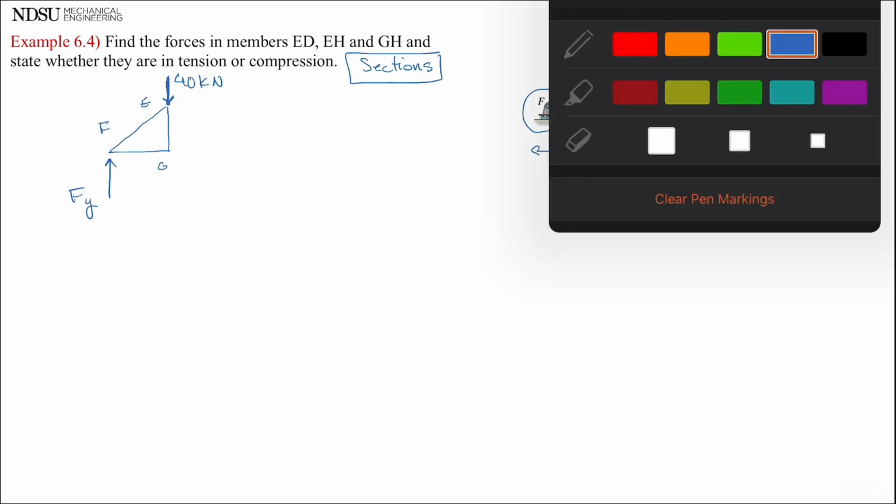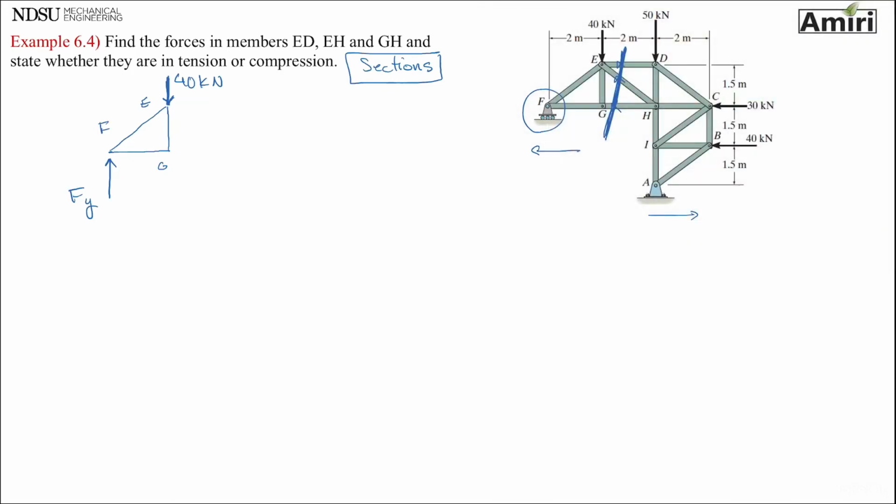Now the reactive forces are three forces that I'm looking for: FED, let's just put FED so everyone is clear what we're looking for, FEH and FGH. Okay, 3 unknowns. Nope, I have 4 unknowns, I have Fy. So I need to go one step back, draw the free body diagram of the entire truss to find the support reaction.